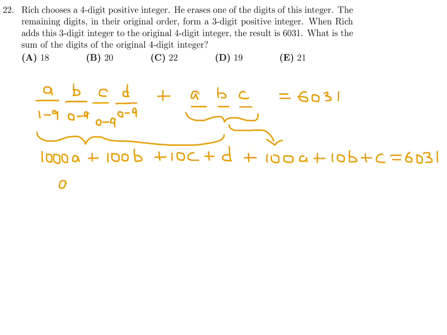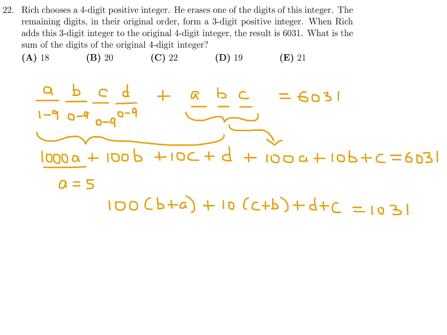So I think A is 5. If A is 5, this becomes 5,000. So that means all these guys, and I can combine them, 100 B plus A, factor out the 100, 10 times C plus B, factor out the 10, and then D plus C. That's going to be 6031 minus 5,000. And that is 1,031. Okay, I'm pretty confident about my choice for A.